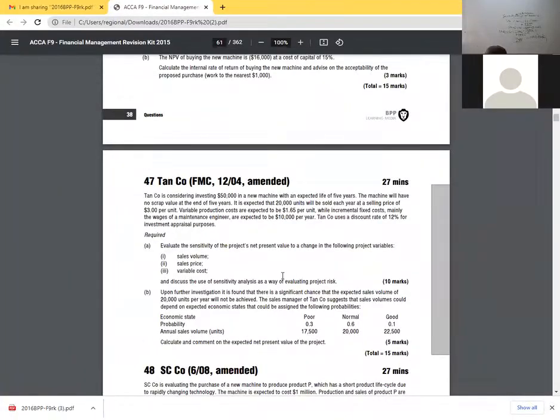Upon further investigations, it is found that there is a significant chance that the expected sales volume of 20,000 units per year will not be achieved. The sales manager of TAN company suggests that sales volume could depend on expected economic states that could be assigned the following probabilities. So we have economic state, probability vis-a-vis the sales volumes. Calculate and comment on the expected net present value of the project. This one I should be able to give you a few minutes to compute.